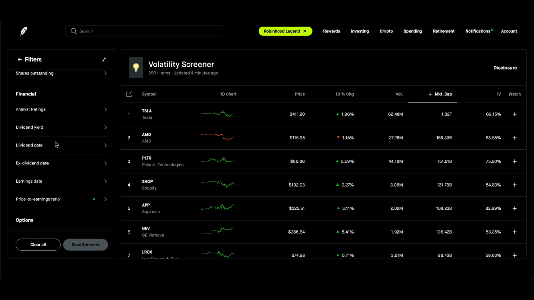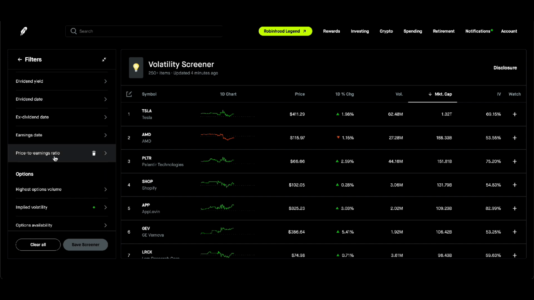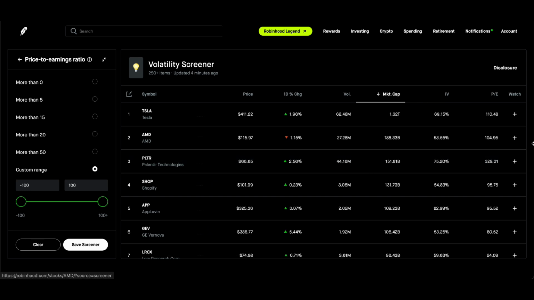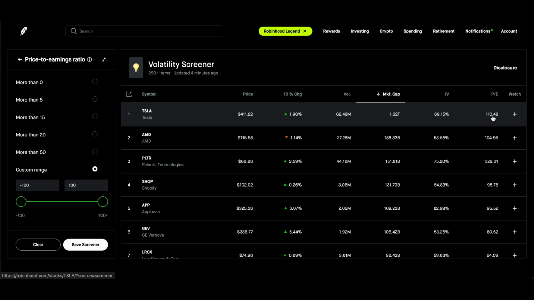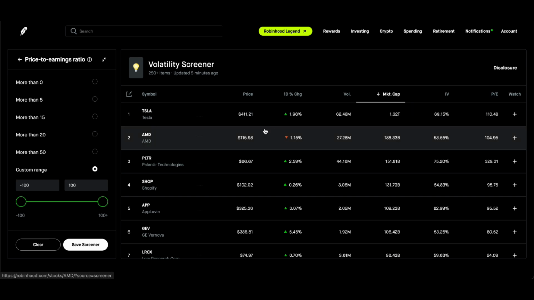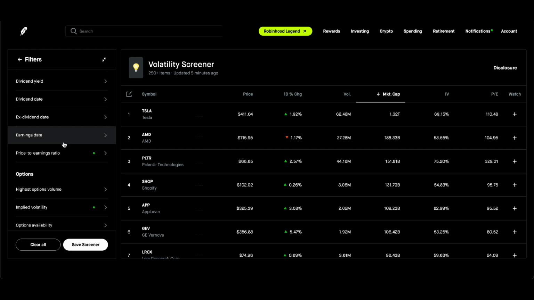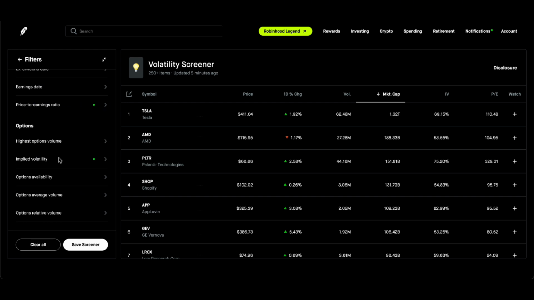The second thing in my filter is price to earnings ratio. I am not capping this, meaning I'm not setting that the PE ratio should be more than 0 or more than 5 or anything like that. But what I'm doing here is I want to see what PE ratio the stock is trading at. Say, for example, Tesla today is trading at a 110 PE ratio, which is extremely high. So I would not be playing options on Tesla for that matter. But this is just an indicator and nothing more than that.